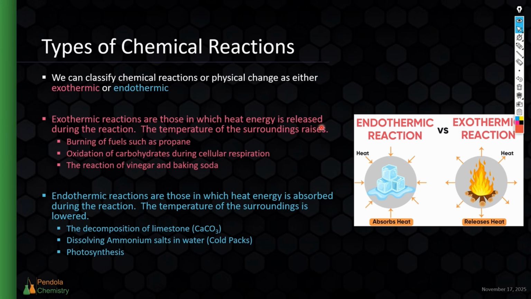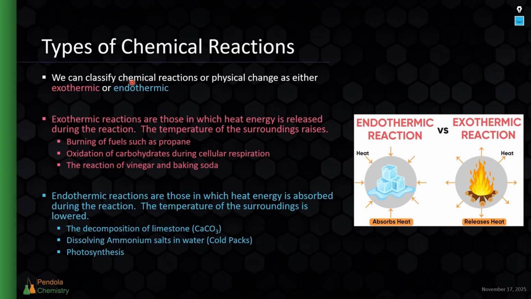So think of something like burning a fuel or burning a pile of wood, for example, for a bonfire. The oxidation of carbohydrates in cellular respiration, which gives off energy. The reaction of baking soda and vinegar, which gives off heat. Anything that gives off heat is going to be exothermic. So a fire, being the most common example, is exothermic because a fire gives off heat. It raises the temperature of the surrounding area around it, and therefore it's exothermic in nature.